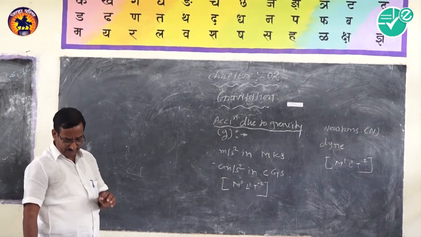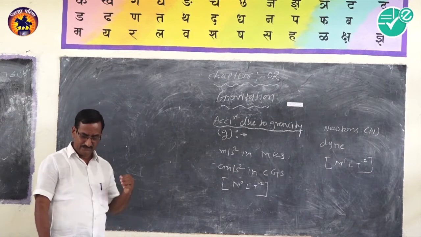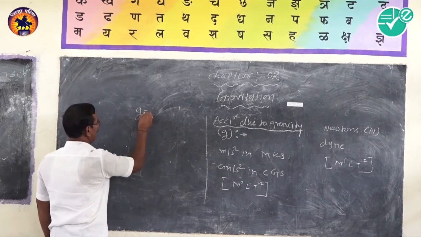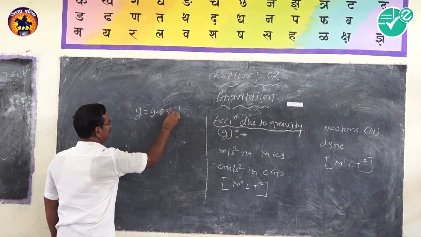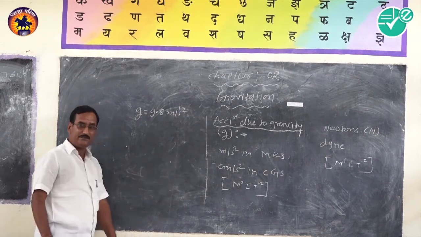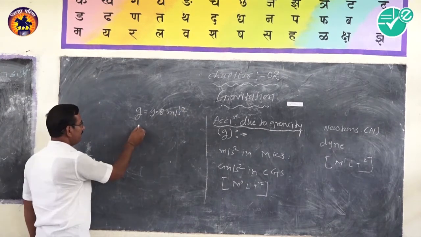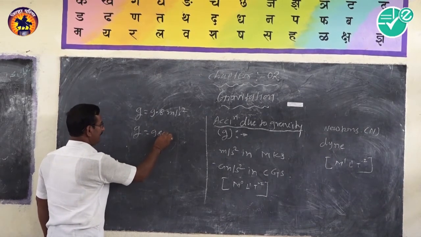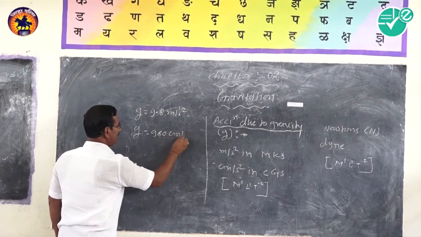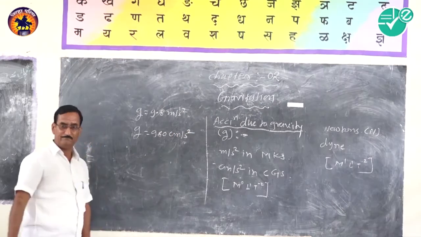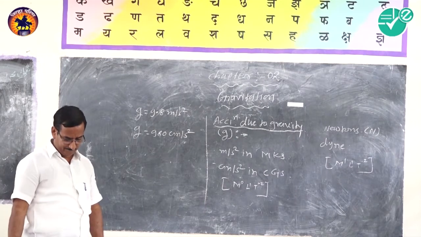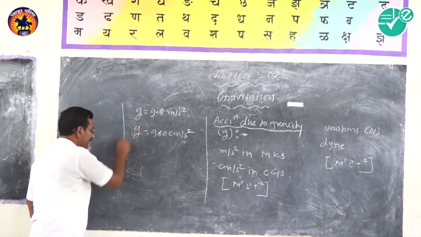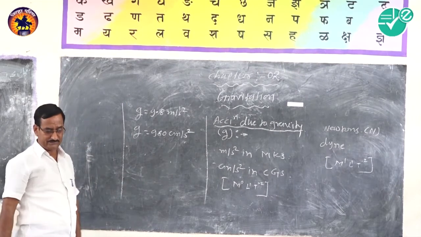This acceleration due to gravity has the value g equal to 9.8 meter per second square in MKS, and g equal to 980 centimeter per second square in the CGS system. These are the values of acceleration due to gravity.